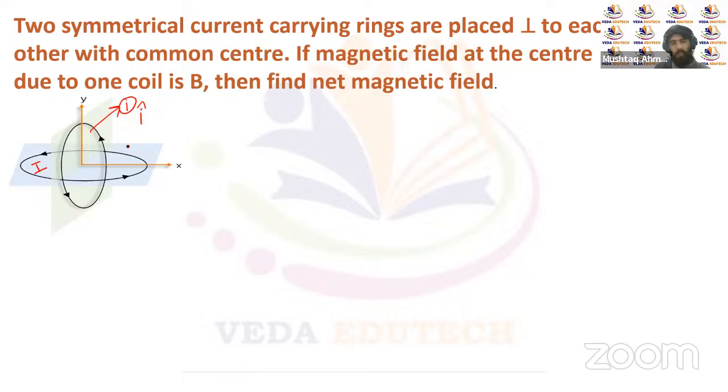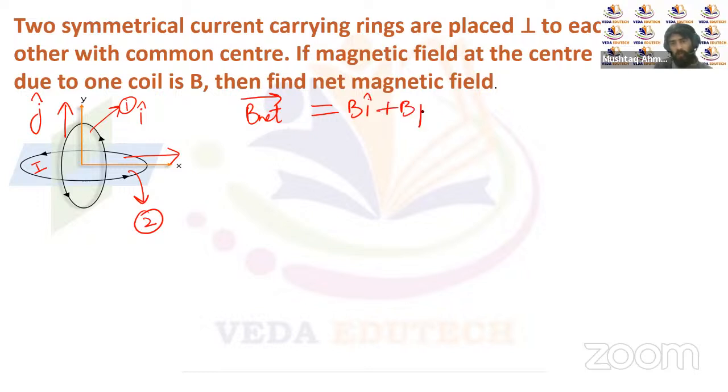And similarly, the direction of magnetic field due to this second loop is actually along y direction, and here due to the upper loop it's along x direction, so we can write it as j cap, right? It means that the net magnetic field B net is equal to B i cap plus B j cap, right?